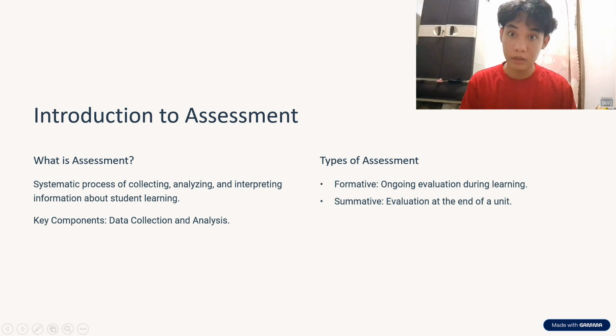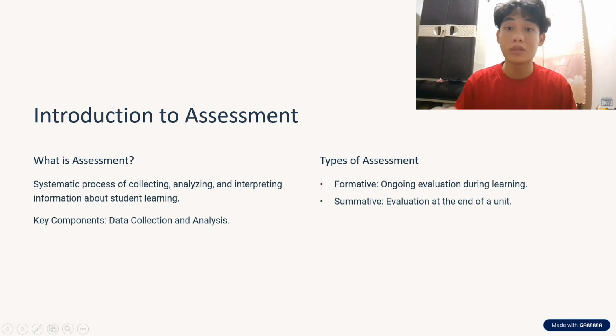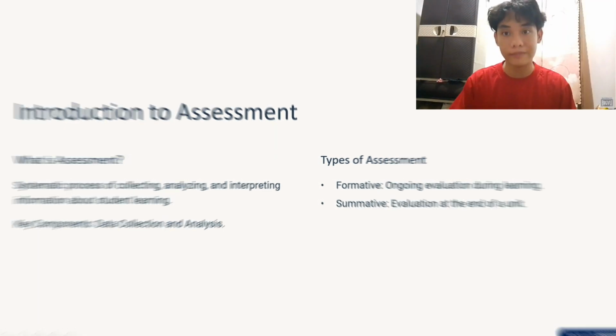So, an example of this is when a student solves math problems on the board. You're collecting evidence of their problem-solving skills. And then for analysis, if, for example, there are three students that make the same error pattern, that's not a coincidence. It tells you something specific about your instruction that needs addressing.